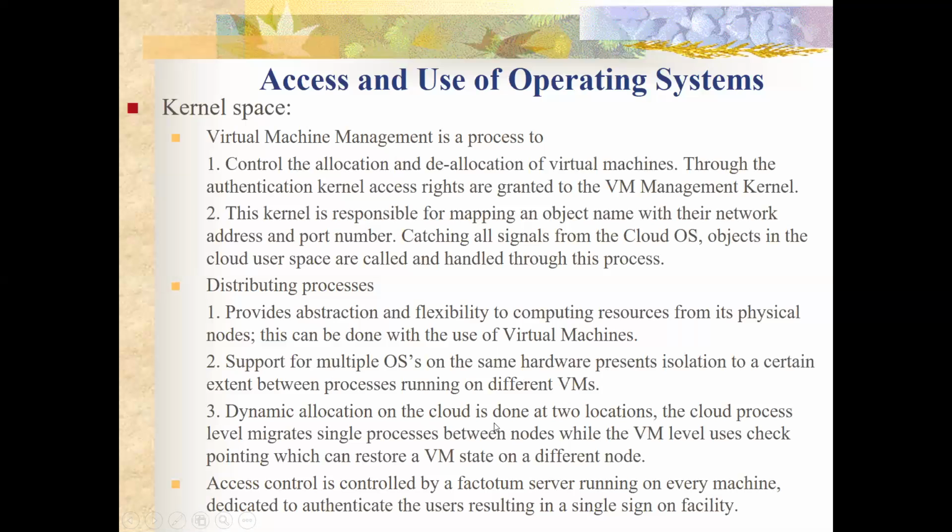Dynamic allocation on the cloud is done at two locations. The cloud process level migrates single processes between nodes, while the virtual machine level uses checkpointing, which can restore a virtual machine state on a different node. This is the major function distributing process provides. The next one, access control, is controlled by a factor server running on every machine, dedicated to authenticating the user, resulting in a single sign-on facility.